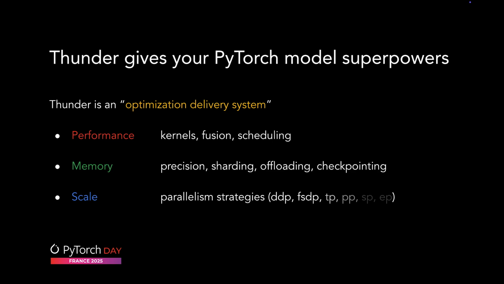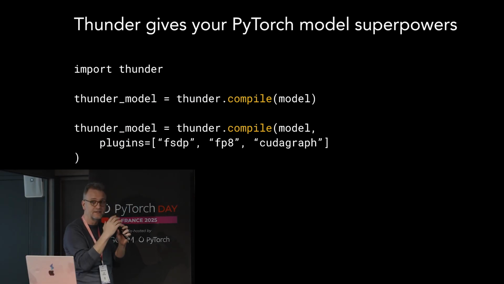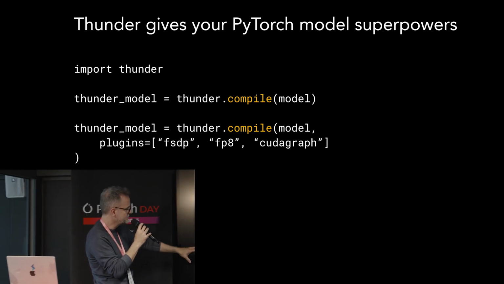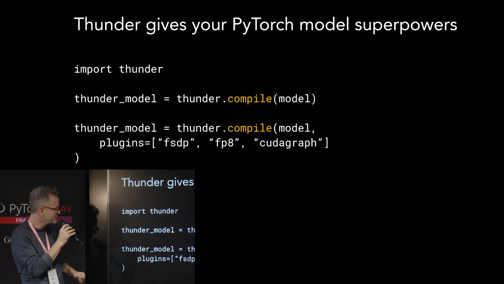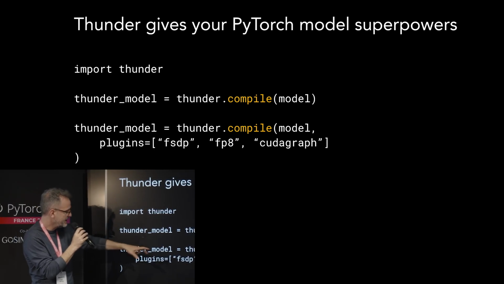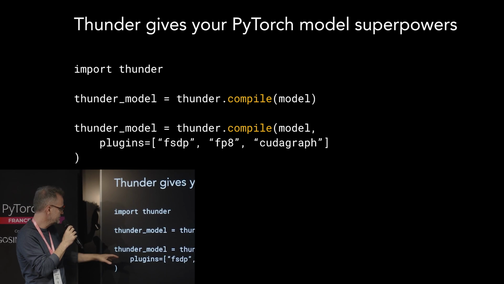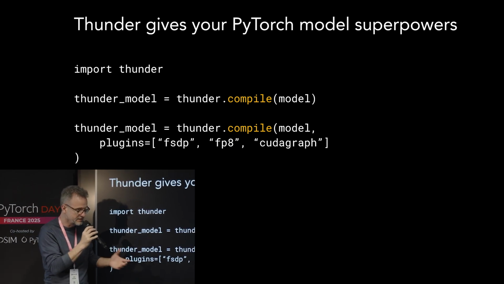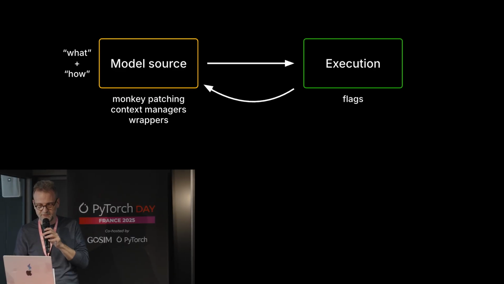And then reducing memory and scaling up, doing different kinds of parallelism. And this is how you use it at a very high level. So we're kind of trying to get to what the desired state was before. So you Thunder compile a model, which is an nn.Module from PyTorch. And then you have a set of plugins that you can compose together. So that's the desired state.